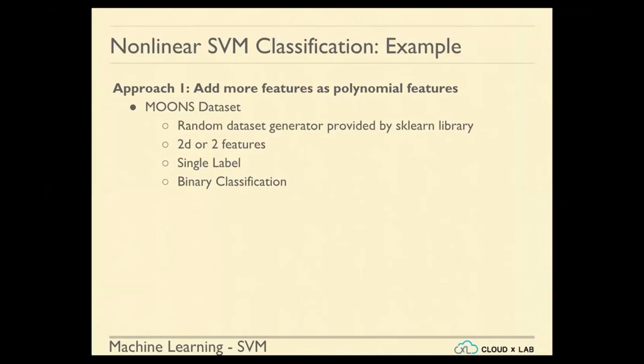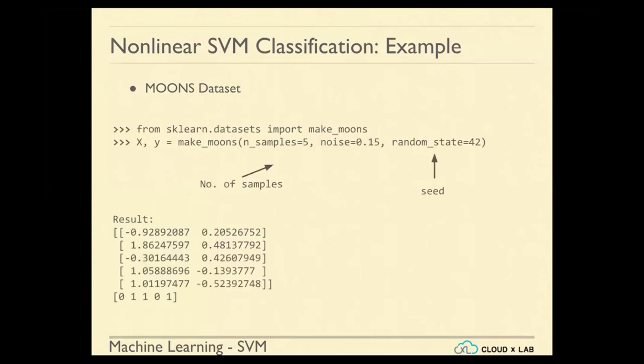All right, so now we're going to do something really interesting. In order to generate data, we have things like the Moons dataset. Moons dataset is an interesting thing which generates a lot of datasets by itself. It's a good example, and people use it as a test for classification. It's a random data generator provided by sklearn, and it basically provides two features, with a single label, and is used for binary classification.